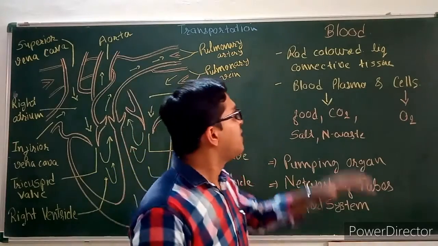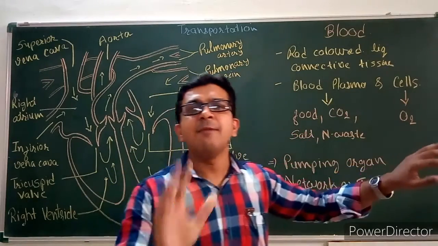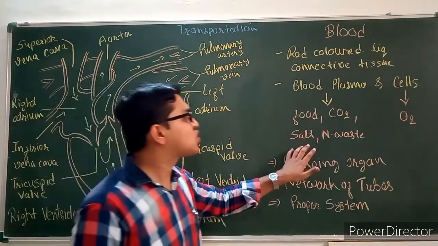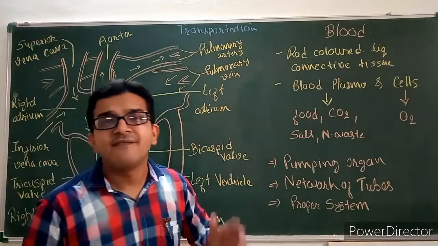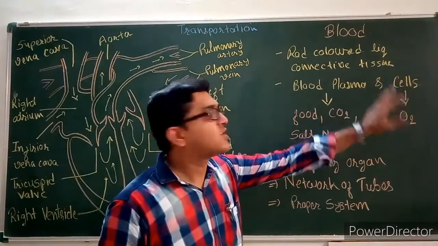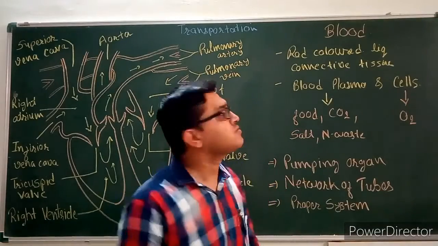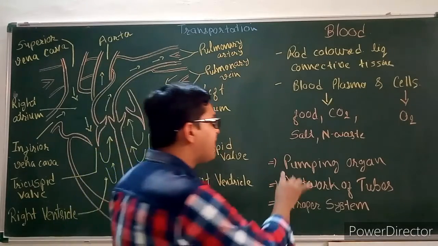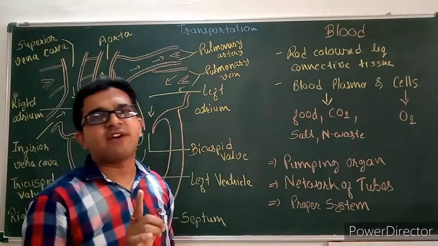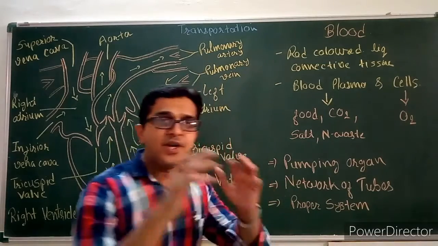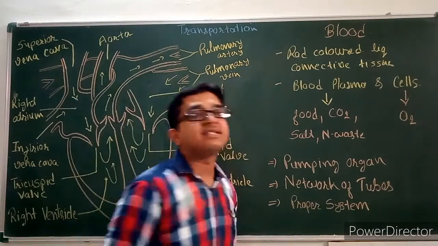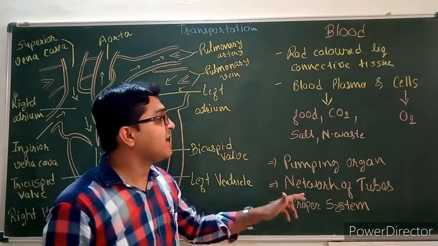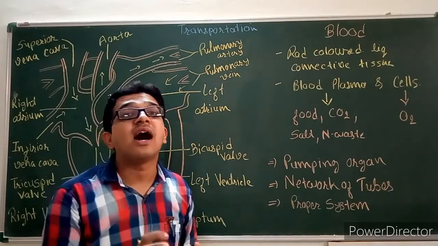Now what are the functions of blood plasma and cells? Blood plasma transports food, carbon dioxide, salt and nitrogen containing waste, whereas the blood cells transport oxygen. So for this, some basic requirements are there. The first one is a pumping organ. We require a pumping organ, a network of tubes and a proper system. In humans, the main pumping organ is the heart.